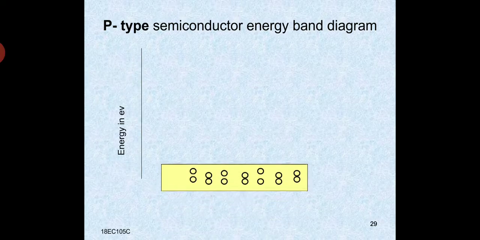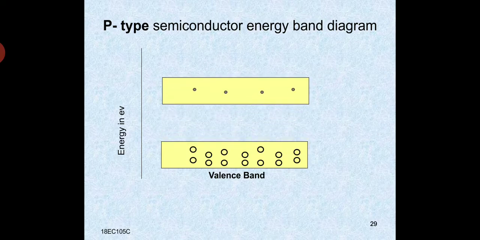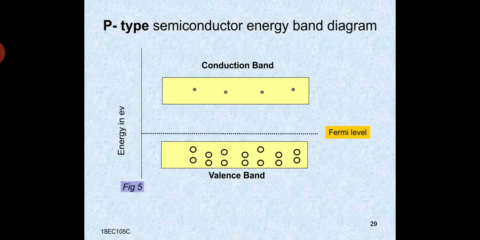Now let us see the energy band diagram for the P type of semiconductor. What is lying at the lowest level of energy? That is the valence band, and there comes the conduction band. Then where is the Fermi level? So we can see that the Fermi level is closer to the valence band.